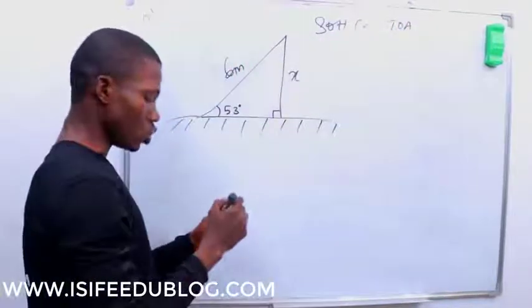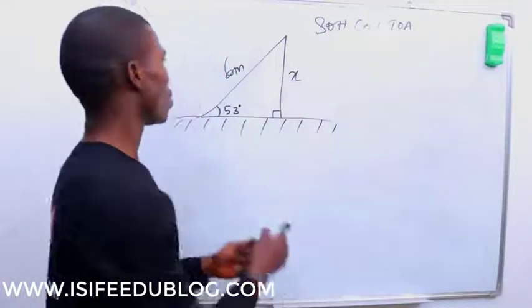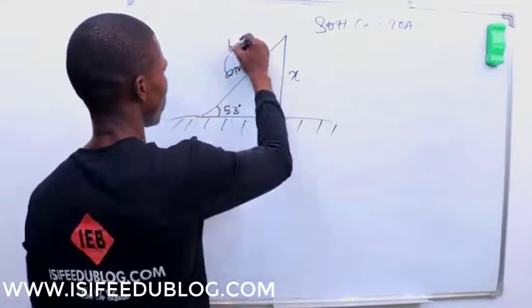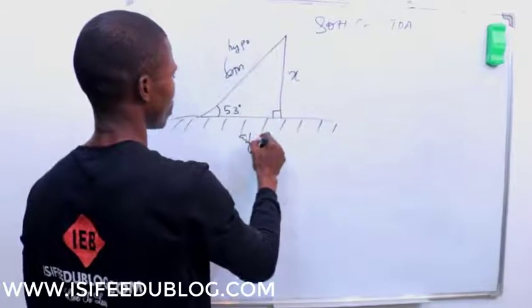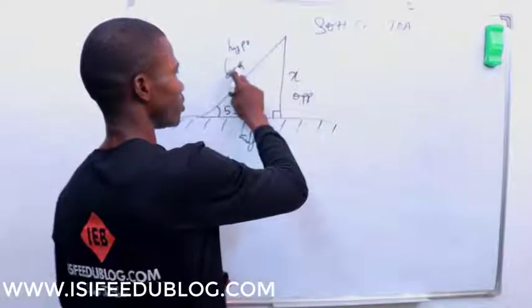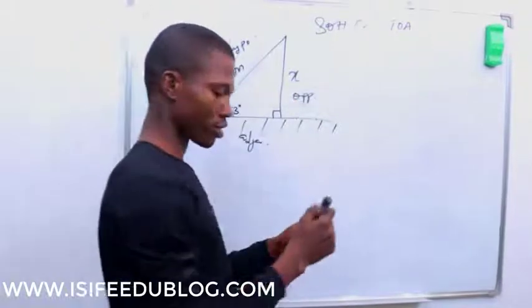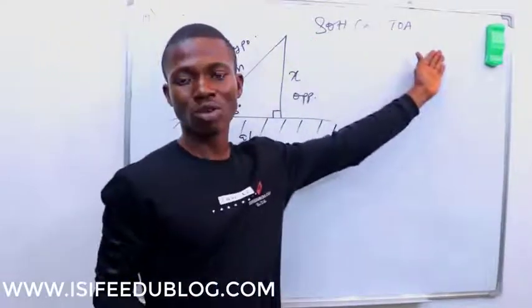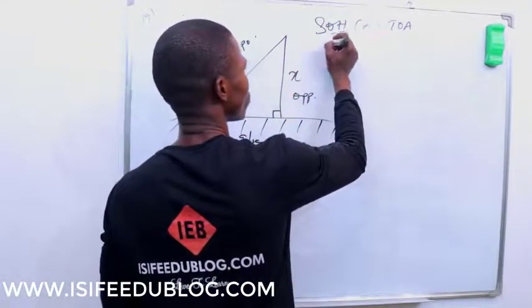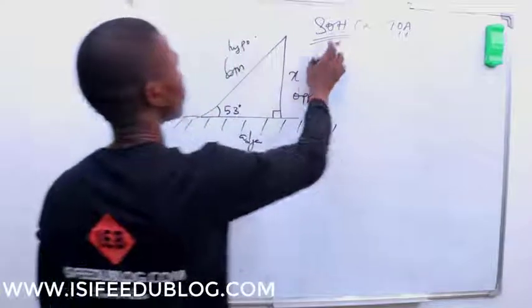Check the known, check what they gave us, and check which variables here have most of it. Here is the hypotenuse, here is the adjacent, here is the opposite. We have the hypotenuse and we are looking for the opposite. So we check out of these three, which one has hypotenuse and opposite. This one has opposite and hypotenuse, so we are going to use our sine.